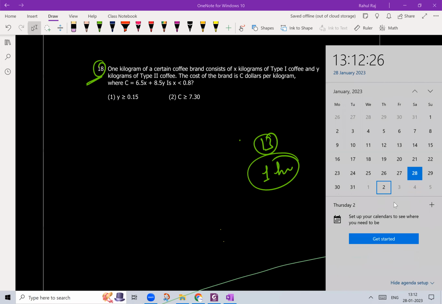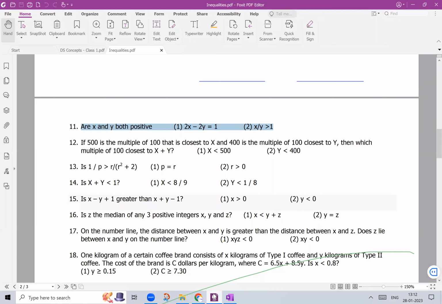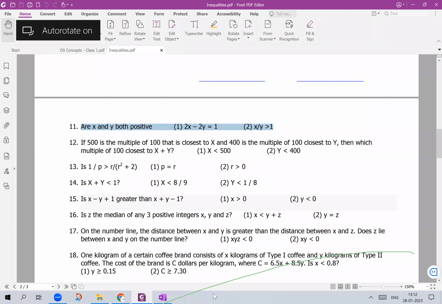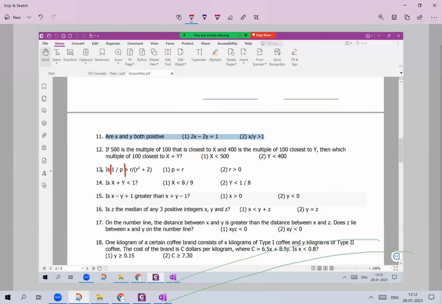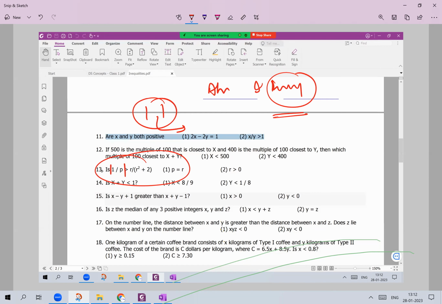Because there is no difference between inequality and absolute value. These are the questions that you have. What they would do in absolute value is that they'll just simply put mod here. Is mod 1 by p greater than r by r square plus 2? Now you keep thinking what exactly is this mod? So there is no difference between absolute value and inequality topic. All the questions will be of inequality, but they'll come with the mod. And if you don't know the role of mod, you are screwed up. You are screwed up royally, I'm telling you.